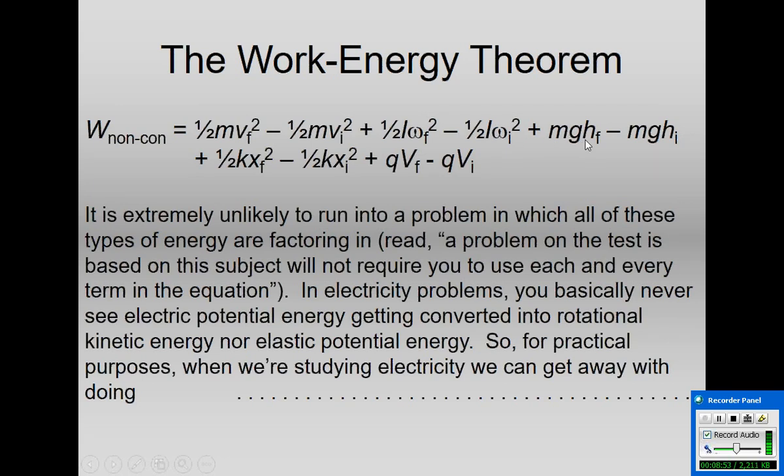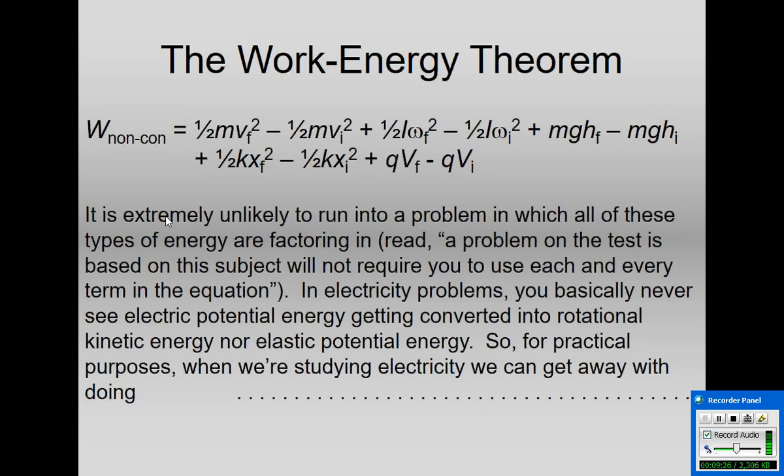We see change in gravitational potential energy, which we're assuming is near the surface of the Earth. So plus mgh final minus mgh initial. We have change in elastic potential energy, 1/2 kx final squared minus 1/2 kx initial squared. And then finally, we have the change in electric potential energy, Q times capital V final minus Q times capital V initial.